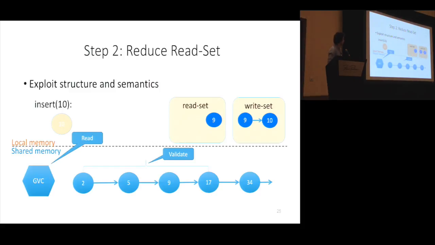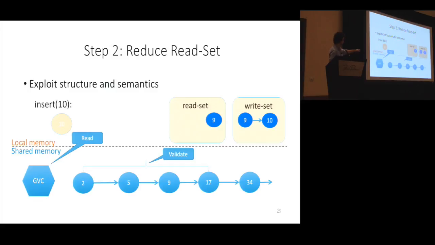We use the semantics, as we saw in the example. In order to satisfy the semantics of the skip list, it is enough to validate in the commit phase only the predecessor.